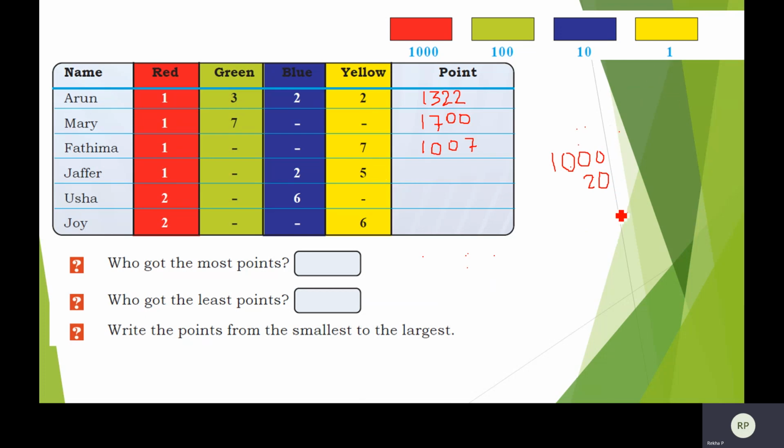So 5 yellow cards, it is 5. Where do you have to write the 5? It is in the ones place. So you have to write it in the ones place. This is how you have to write. If you don't write this properly, you will get a wrong answer.